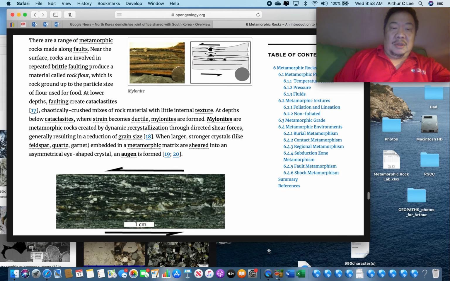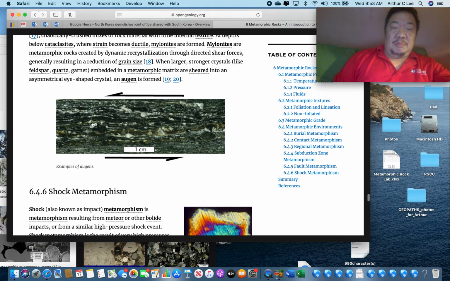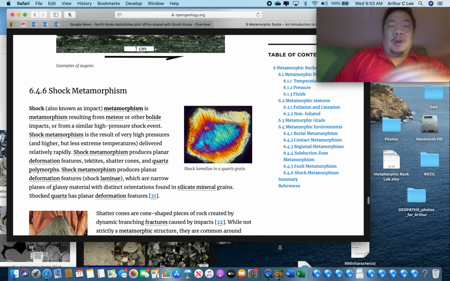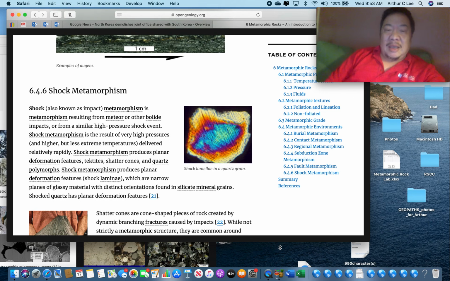So here you can see some beautiful foliation produced at a fault, and it's produced a gneiss. But this we call a mylonite, a special type of gneiss that's formed by fault metamorphism. So, the last type of metamorphism we're going to talk about is called shock metamorphism. I think this one's one of the most interesting ones.